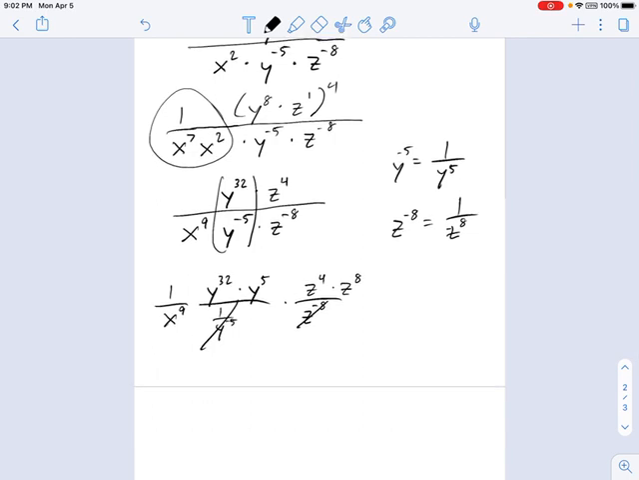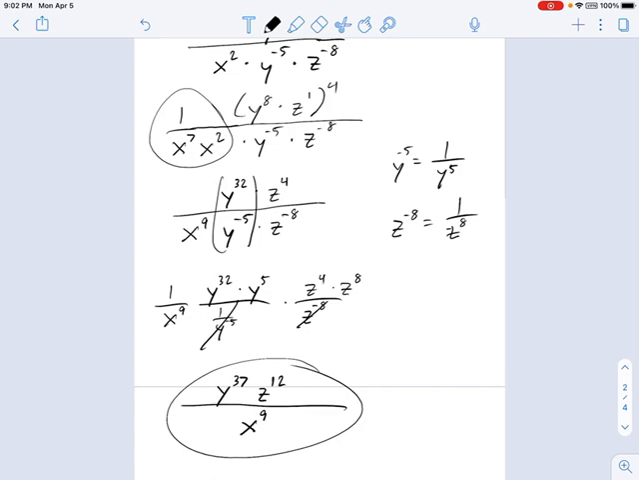So at the end of the day, we're going to have a fraction that looks like this. We have y on top, and that's 32 powers of y times 5 powers of y, which makes 37 powers of y. And in terms of z, I've got 4 powers of z plus 8 powers of z. So that's going to be 12 powers of z. And then on the bottom, all that's left is that x to the 9th. So this is my simplified fraction.